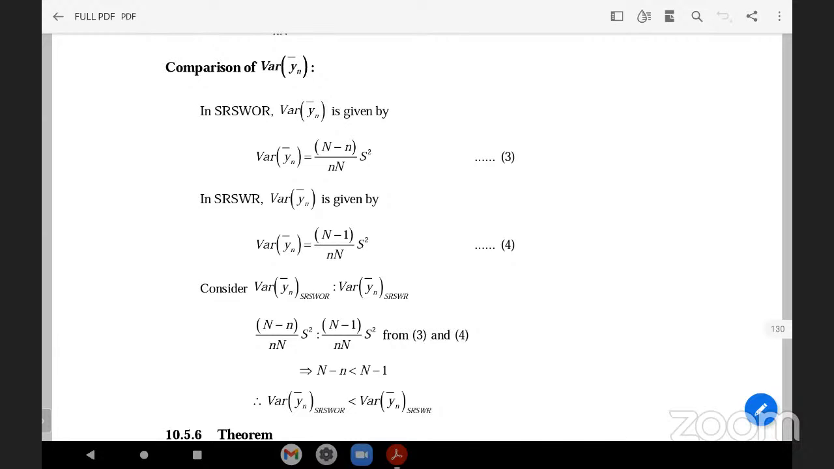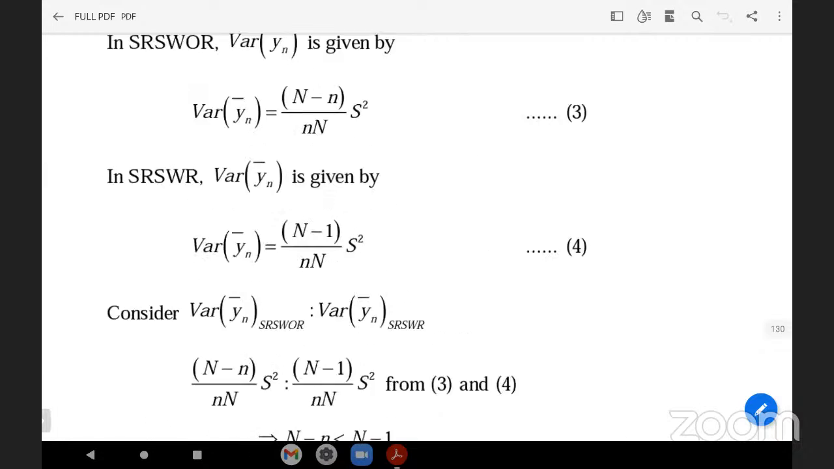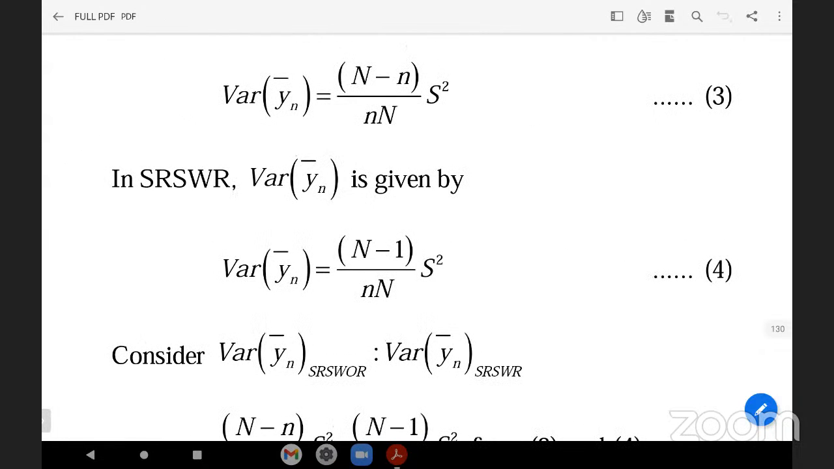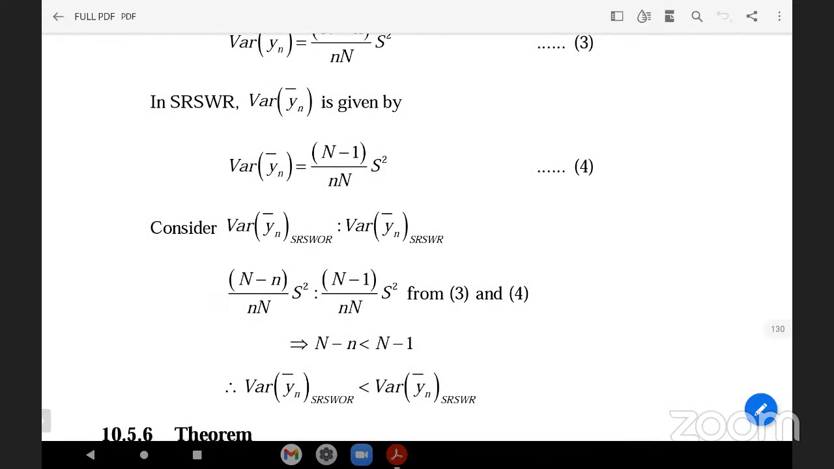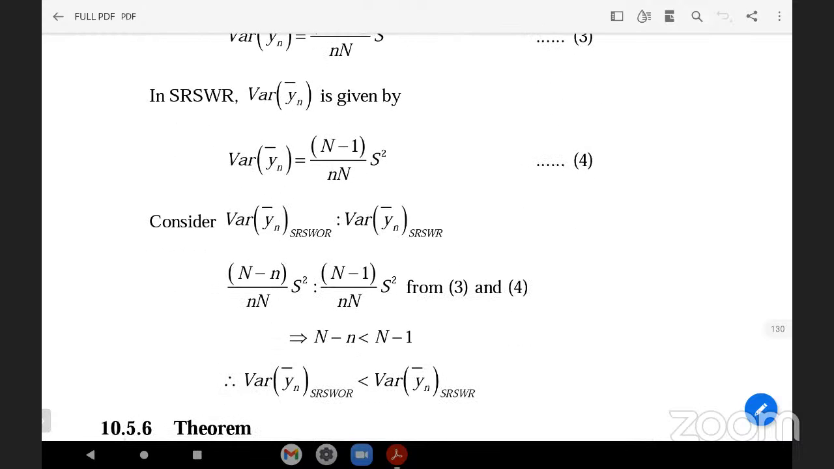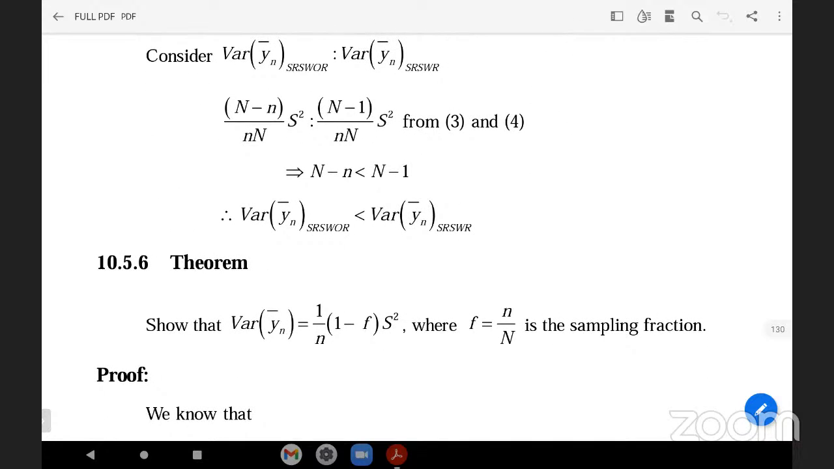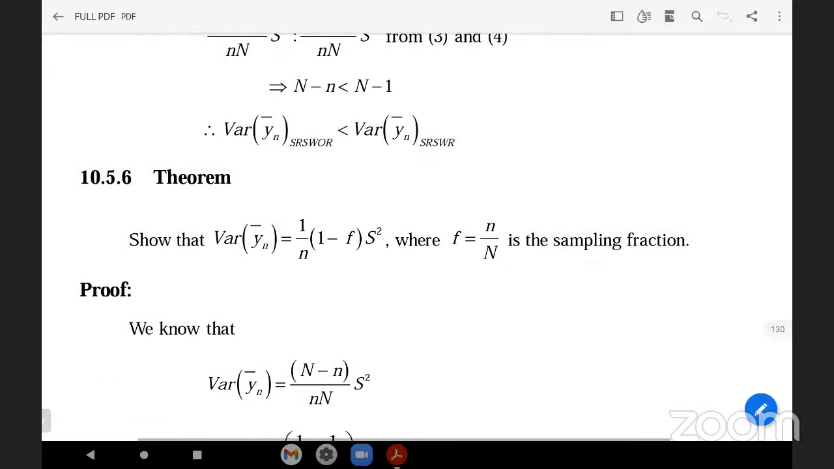Without replacement, capital N minus small n will be in the numerator. With replacement, we have capital N minus 1. So with replacement is capital N minus 1, and without replacement is capital N minus small n. If we compare, equation 3 is less than or equal to equation 4, so everything else cancels, and capital N minus small n is less than capital N minus 1. So the variance of yn bar without replacement is less than the variance with replacement. This is the overall idea.